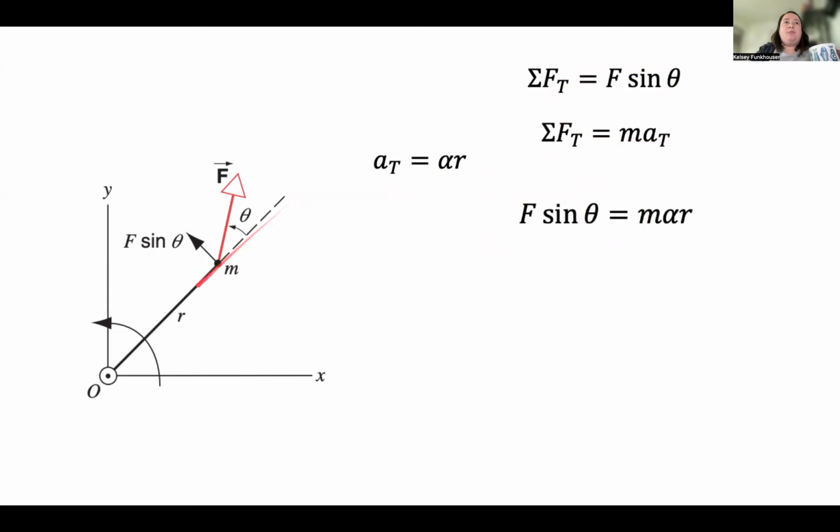Or rF of the angle between the radius and the force, which is what theta is in this case. So this times r gives us torque, and this is what we wind up with on the other side when we multiply by r another time. So we have the mass times the radius squared times the angular acceleration.